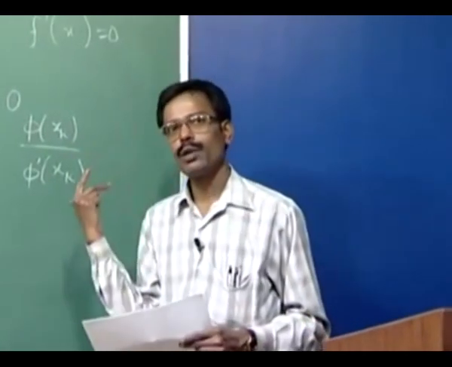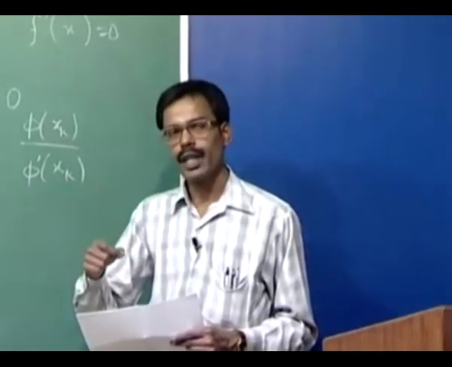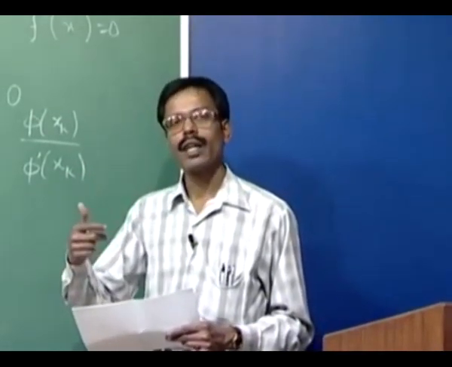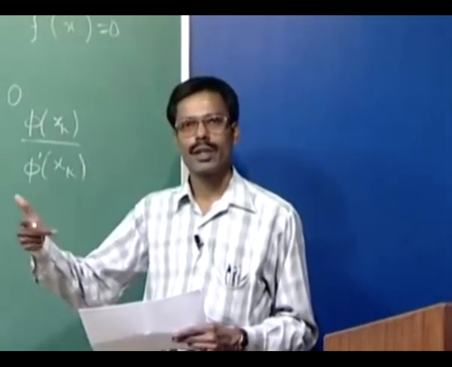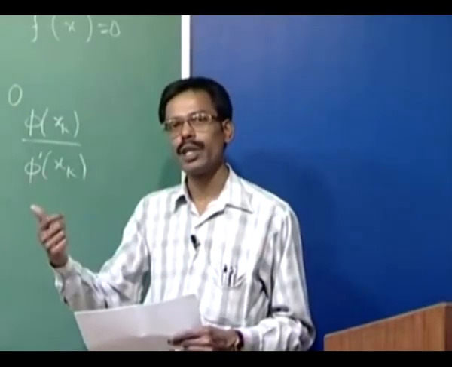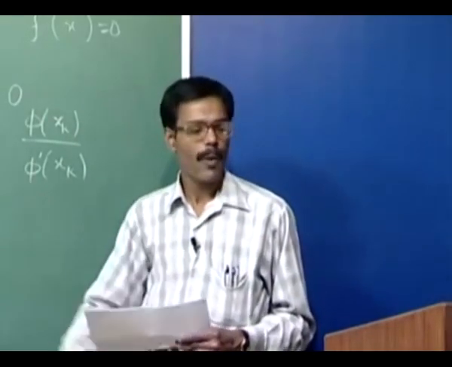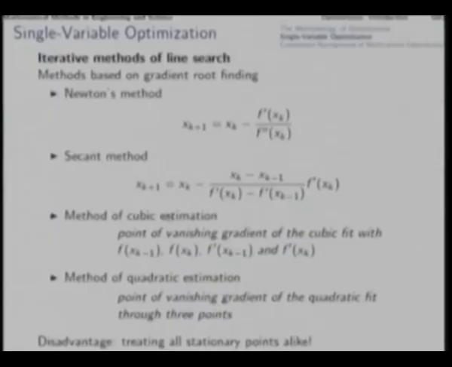Now, out of the 2 original points and this third point, we retain 2 points and drop one of the old points. Again, at the 2 points, some derivatives and function values are already there. At the new point, we evaluate the function and derivative and continue. So, this method is called the method of cubic estimation.